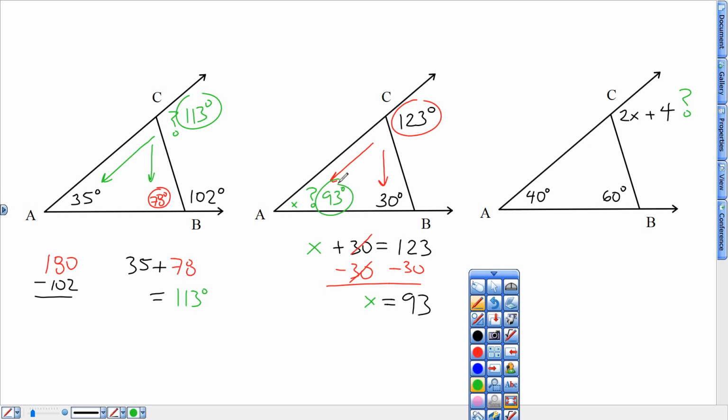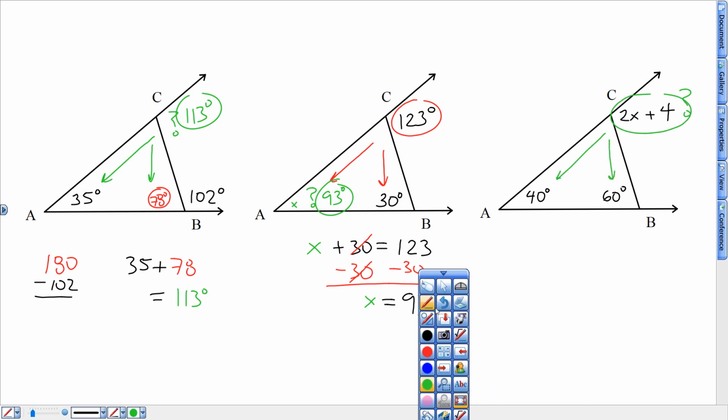All right, this next one, kind of the same deal, but they're making it algebra. This outside angle is equal to these two pieces added up. So for this one, I'm going to put the X on this side of the equation. Most people are used to that. This is equal to these two added up. And again, remember, I could write this equation either way. I could flip it around. This one is going to give me 2x plus 4. And then I add that 40 and 60 to get 100.